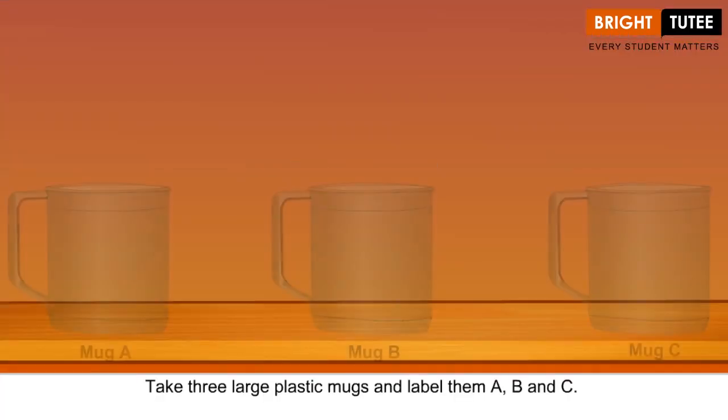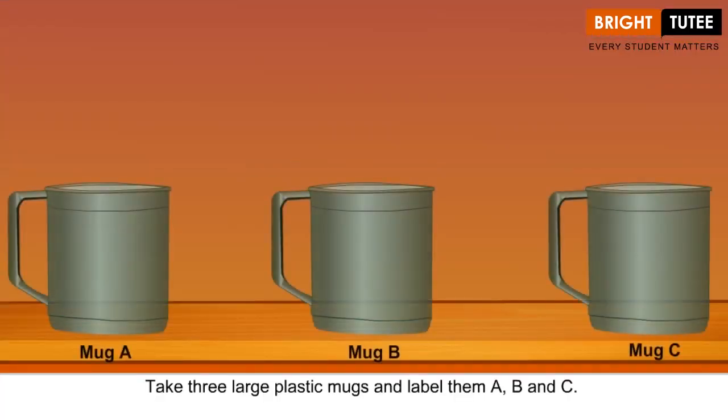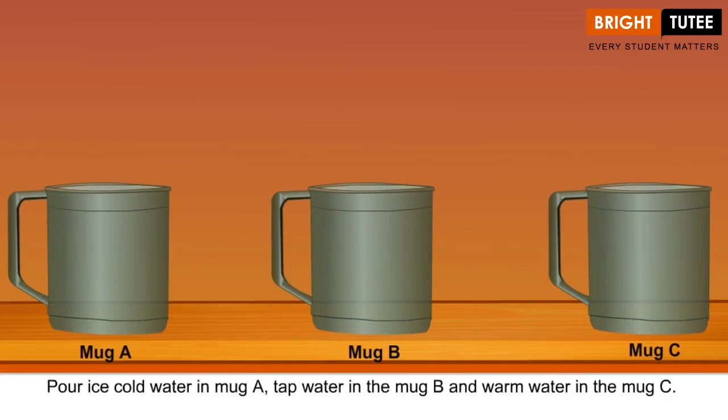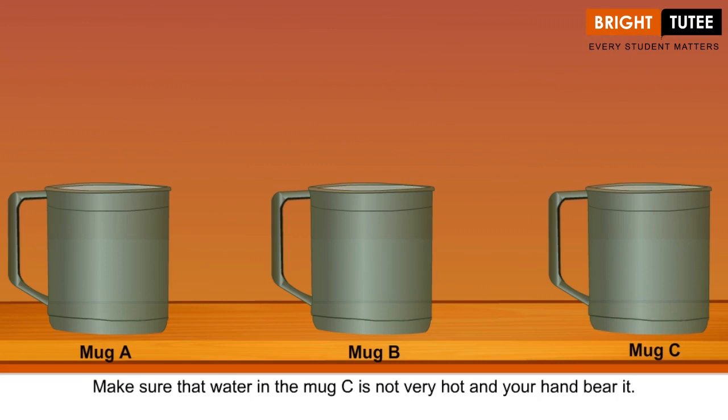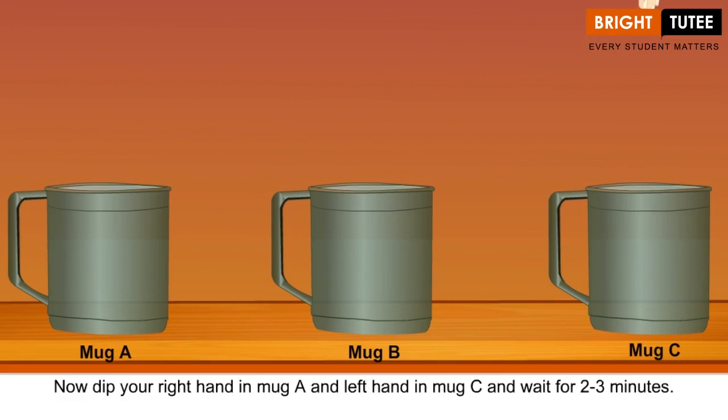Method: take 3 large plastic mugs and label them A, B and C. Pour ice-cold water in mug A, tap water in mug B and warm water in mug C. Make sure that water in mug C is not very hot and your hand bears it. Now dip your right hand in mug A and left hand in mug C and wait for 2 to 3 minutes.